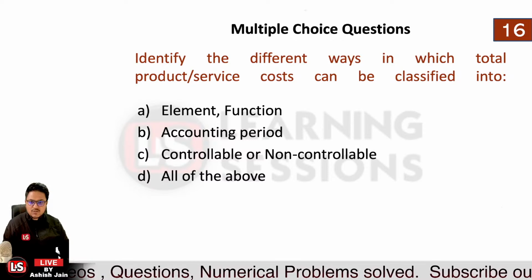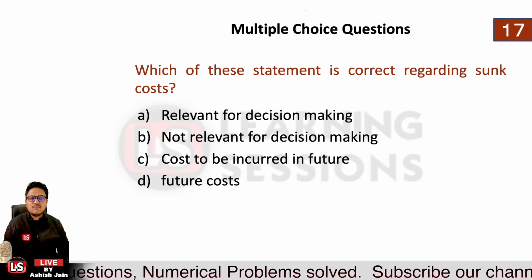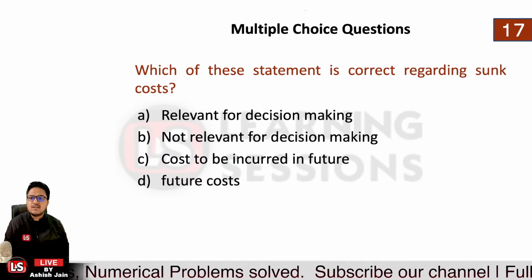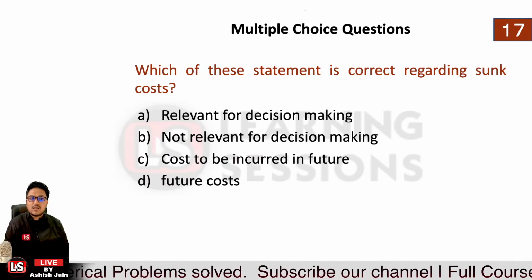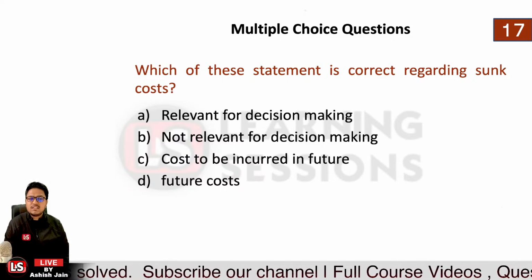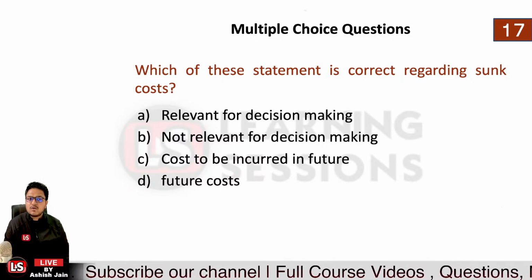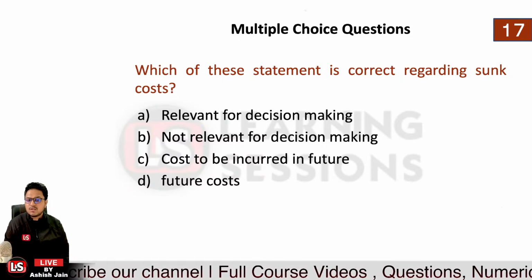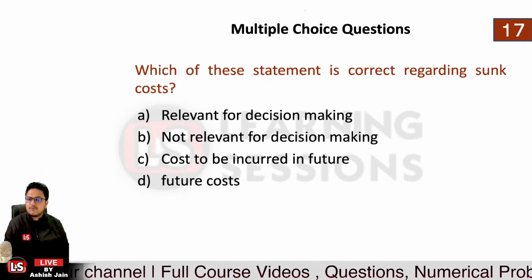Now let's move to the next question. It says, which of the following statements is correct regarding sunk cost? Relevant for decision making, not relevant for decision making, cost to be incurred in future. So which of the following would be the right answer?